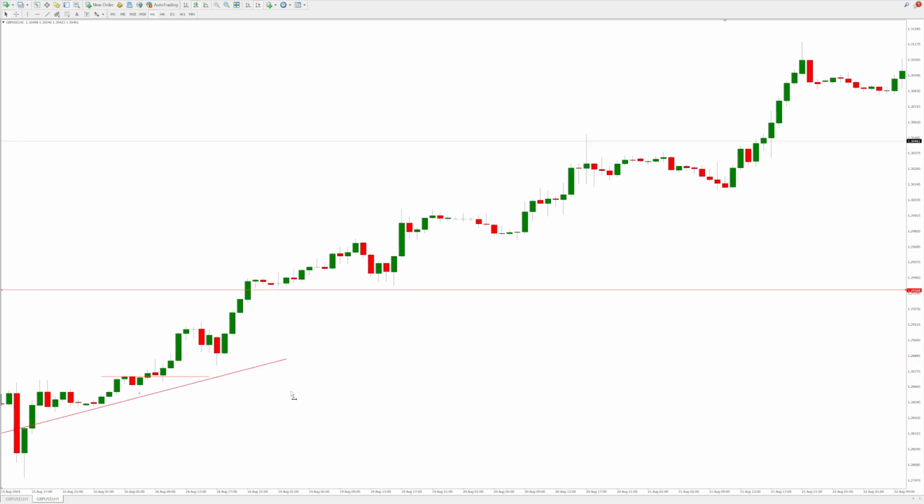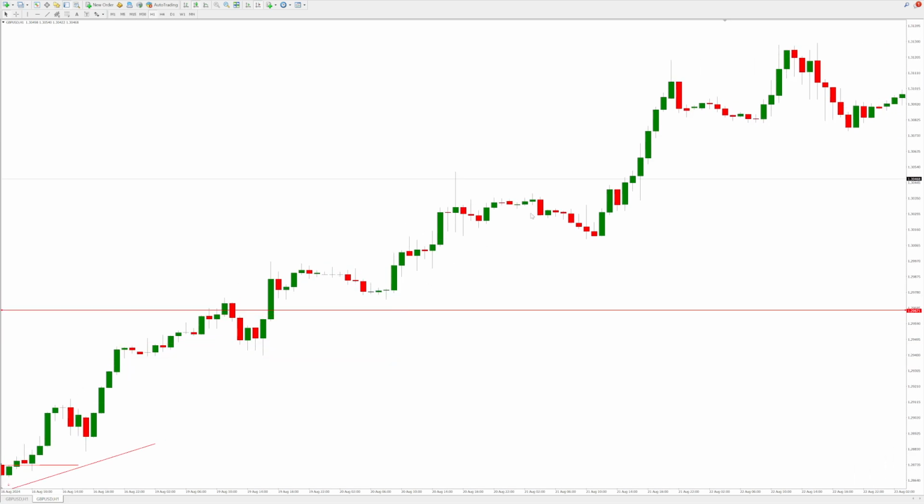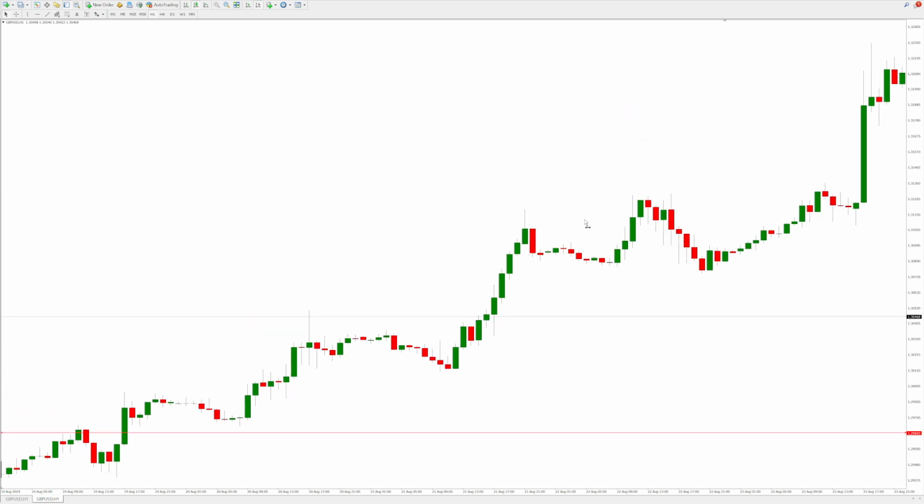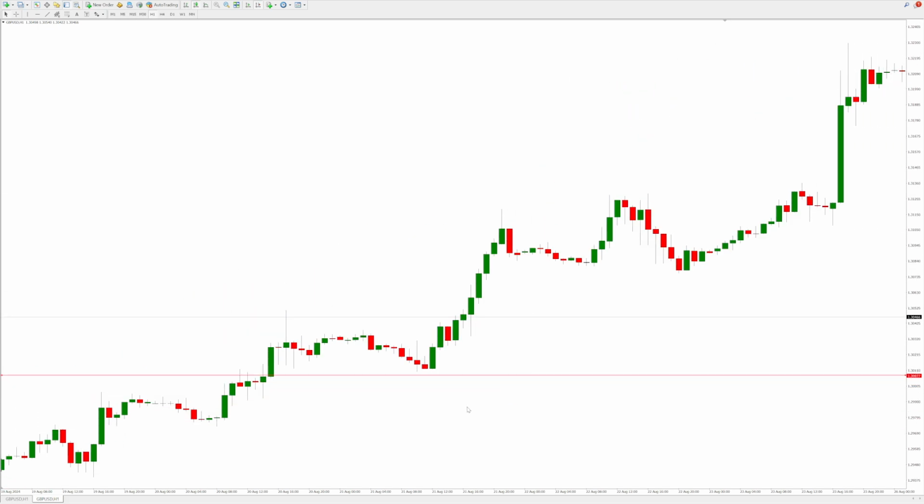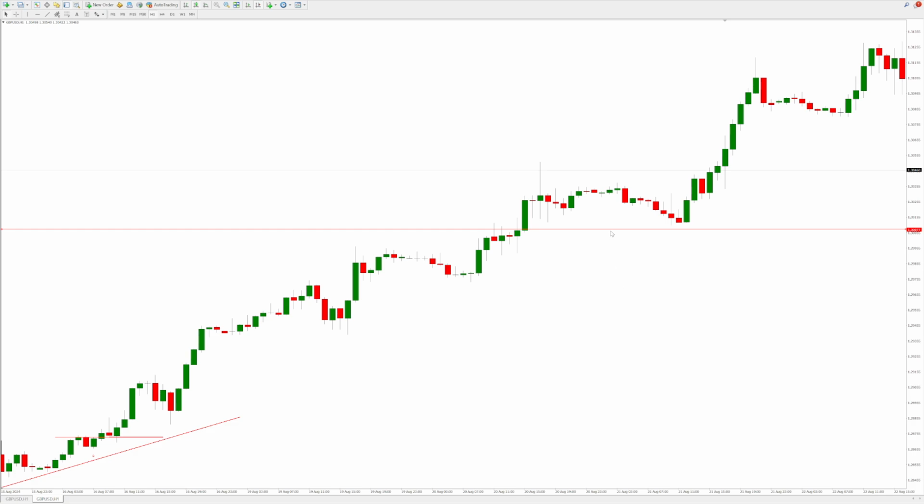And worst case scenario, if price does turn around, we've banked some pips, same as up here, basically moving the stop loss below the previous level of support. And doing this, we can ensure that if price turns around, we've maximized the move as much as possible.